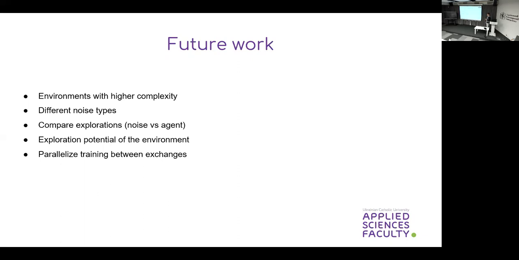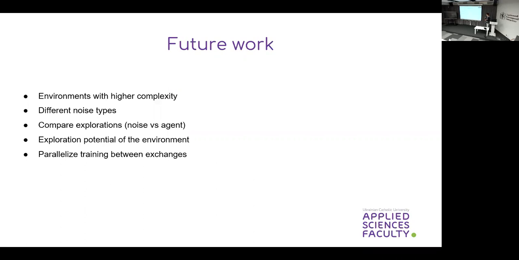So we have noise that we've implemented that improves exploration in one way, and we have agents that have their own techniques to improve exploration, and we want to find a way to compare them and to find which one dominates in what way. We want to find a way to measure the exploration potential of the environment. The CartPole environment that we've observed here, we believe, has small exploration potential because of its simplicity, and we want to try different environments.